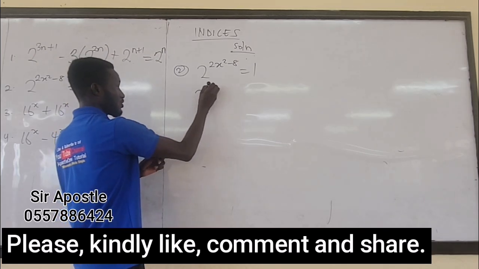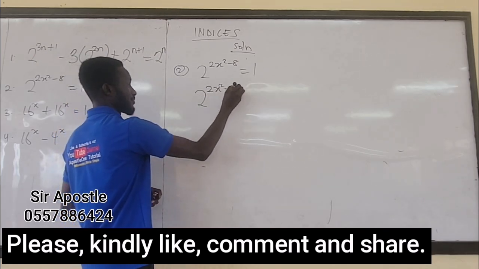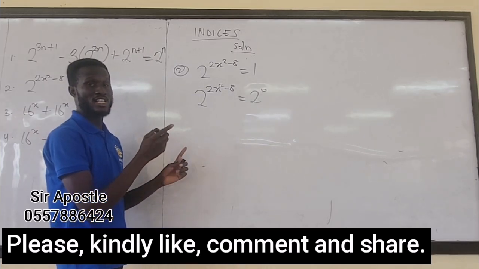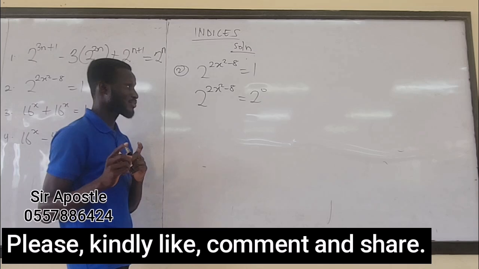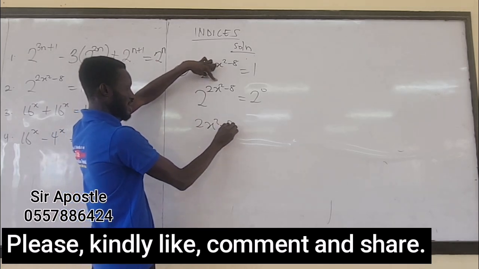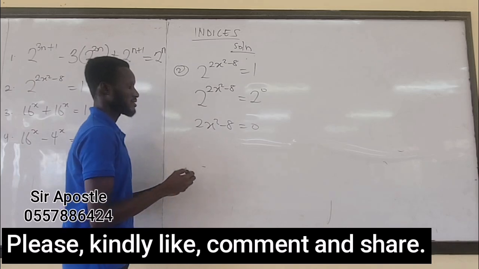So we have 2 exponent 2x squared minus 8, that 1 is equal to 2 exponent 0. Now at this point, since the bases are the same, it means the exponents are also the same. So I have to equate the exponents. So let's equate the exponent. We have 2x squared minus 8 is equal to 0.